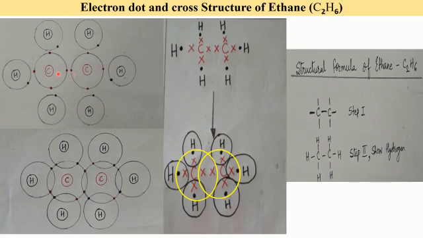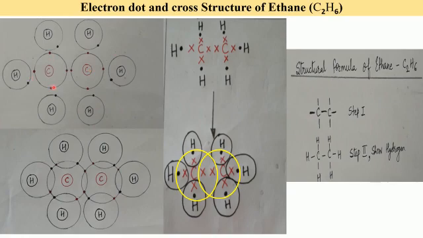3 hydrogen will surround the first carbon on 3 sides. So 1, 2 and 3 hydrogen you will show on 3 sides of the first carbon. And same way 3 hydrogen you will show on the 3 sides of the second carbon.